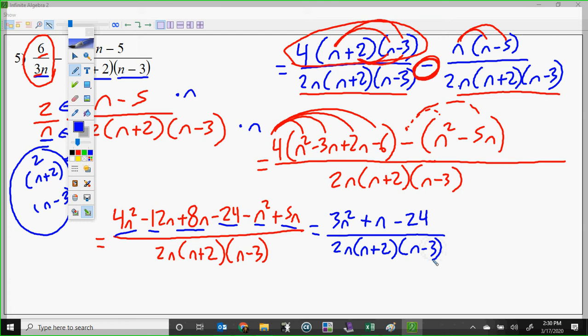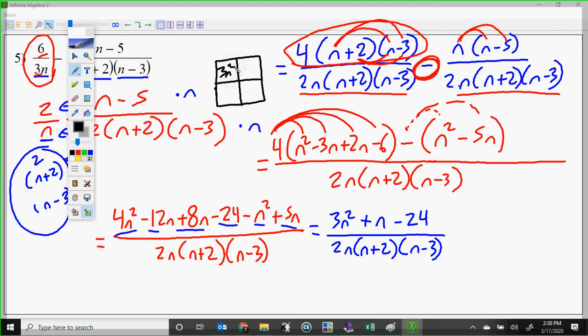For the top, I want to see, can I factor it? If I factor it, will it cancel something out? Because if I can't factor it, well, I have to leave it like that. If I can factor it, but nothing's going to cancel out, I'm still going to leave it just like that. So over here, somewhere I have some space. I don't have a lot left. Let's see if that's big enough.